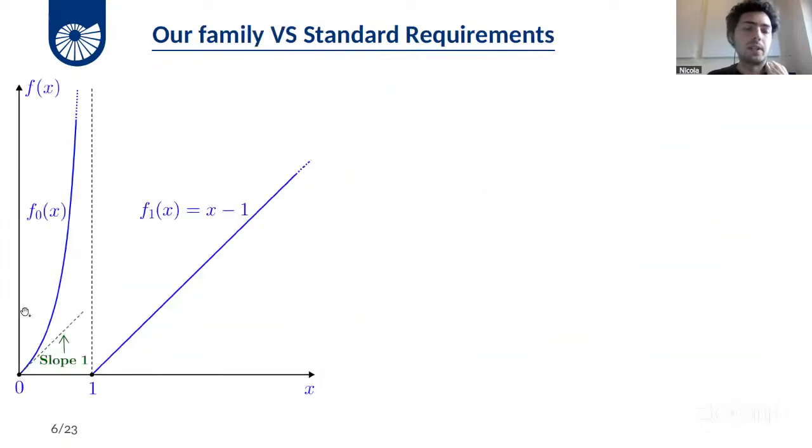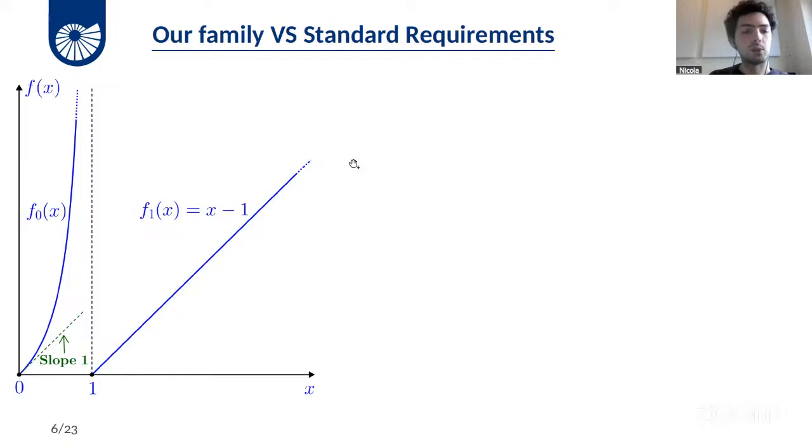Let's say the map has this kind of shape. So we have two branches. The first one increases from 0 to infinity as we approach 1. It is convex, and it has some technical regularities, which I will skip for simplicity. Just observe that here at 0 we have slope 1. The second branch is just a translation of the identity. And this is roughly all we need for defining our family of suspension flows.